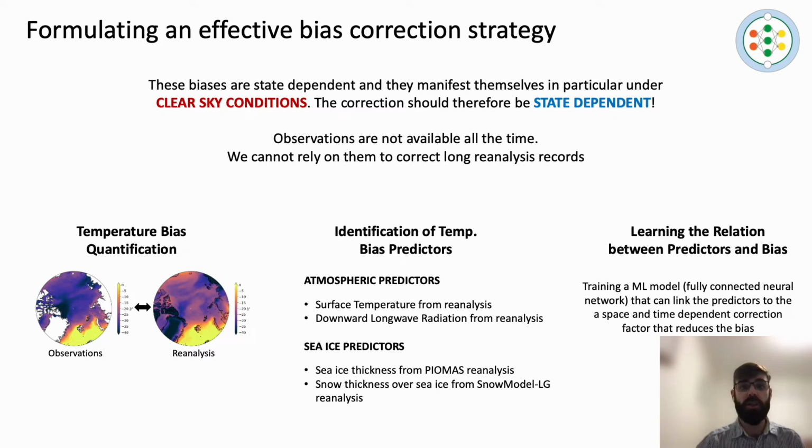But also predictors coming from other reanalysis. For example, we can use the sea ice thickness from BIOMASS, or the snow thickness, which has recently been developed in the framework of the snow model LG. And once we find these predictors that can be linked to the bias, we developed a machine learning model, which basically is a very simple, fully connected neural network that links the predictors to the bias, and therefore is able to predict a correction for the temperature bias.